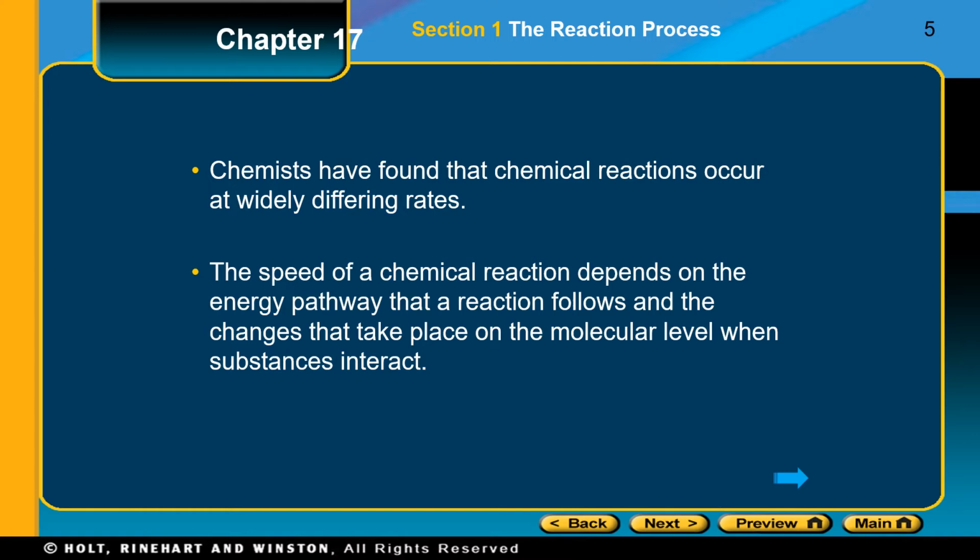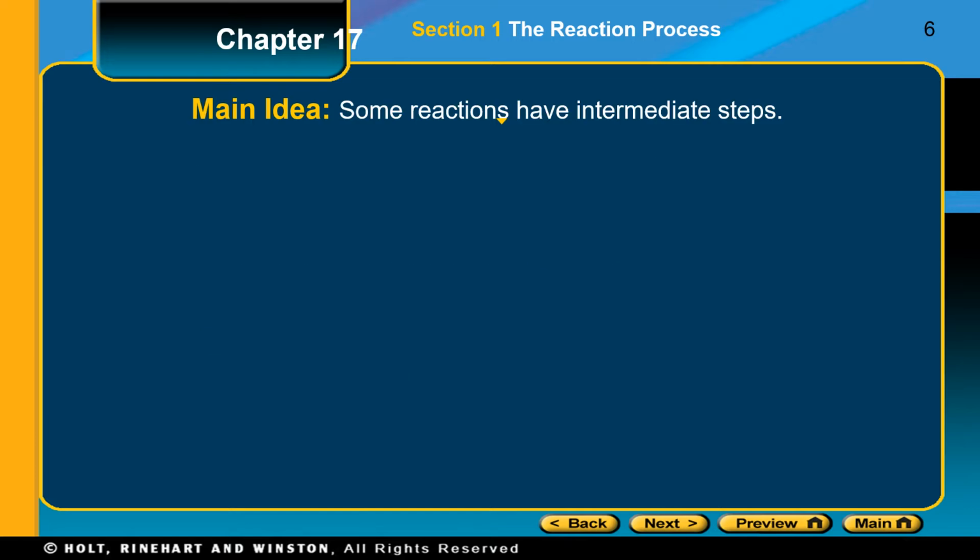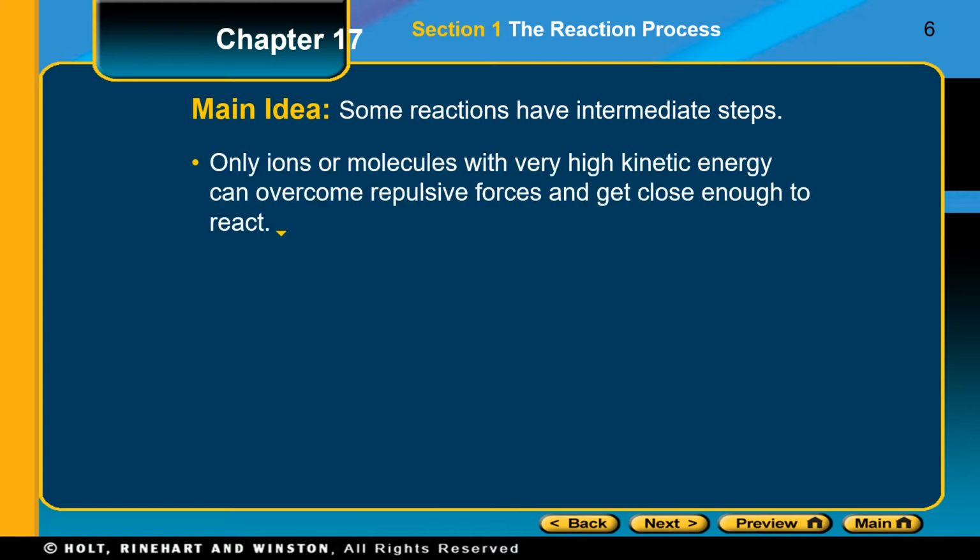And the speed also depends on the changes that take place on the molecular level when these substances actually react with each other. So some reactions have intermediate steps, kind of like what we did in our thought problem at the beginning. There were things that came into existence and then ceased to exist by the time we got to the very end. So we would call those intermediate steps.